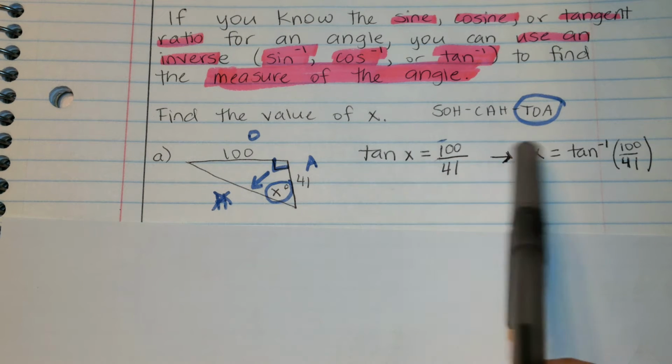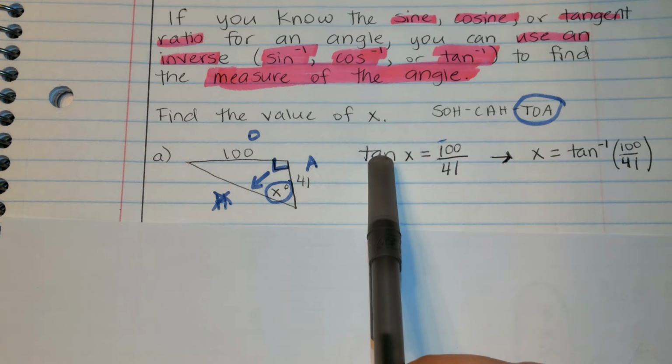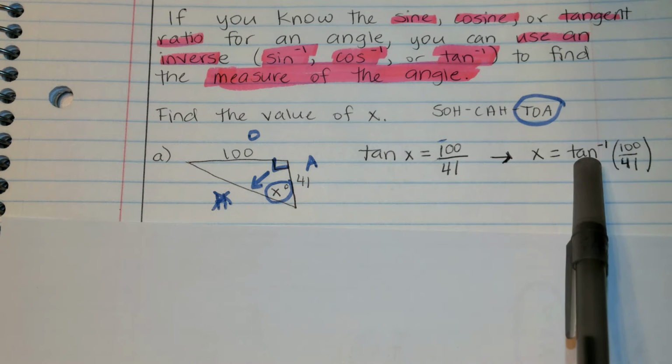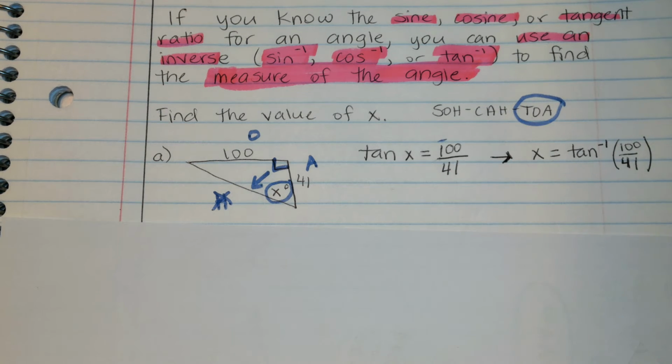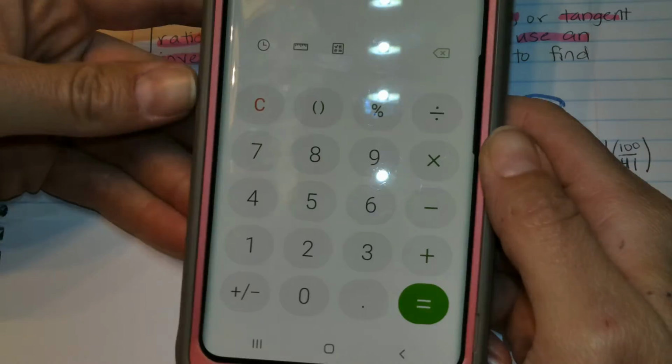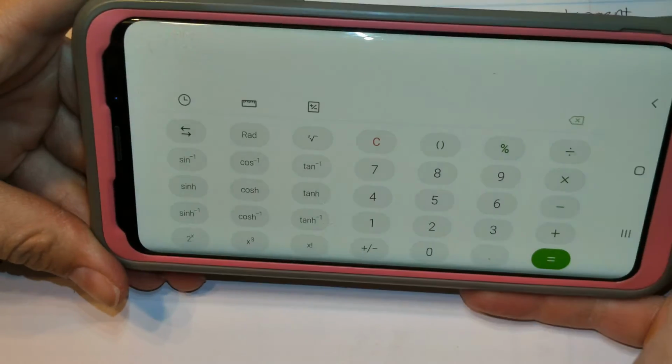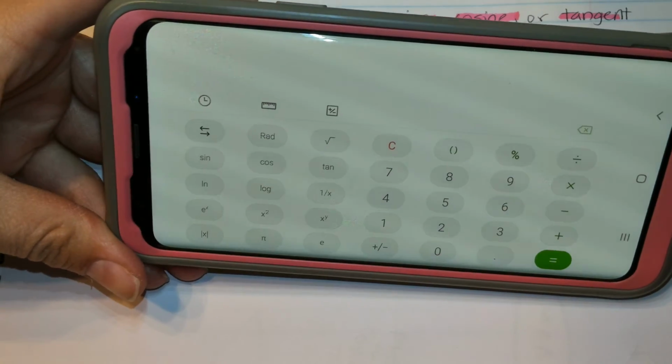I'm going to solve for that by taking the inverse, tan to the -1. It's really important that you realize when you're finding an angle, you press the inverse button. Depending on what calculator you use, it's all different. So on my phone, this does nothing for me. I have to turn it sideways.